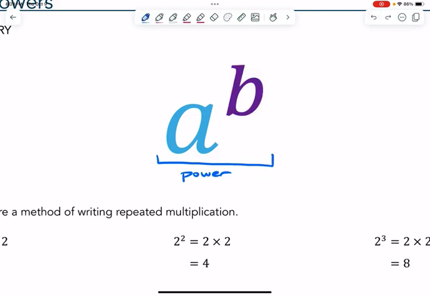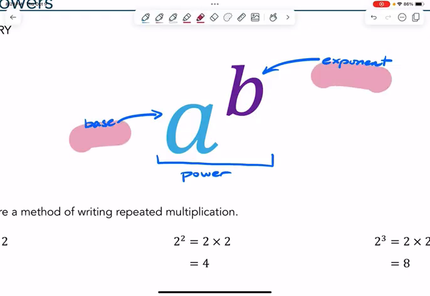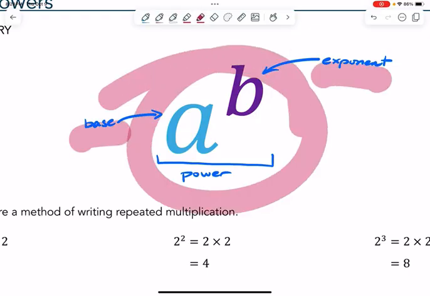This A, that is referred to as the base of the power. And written a little higher and a little smaller, just up to the right, is the exponent. Together, the base and the exponent make up the whole power.